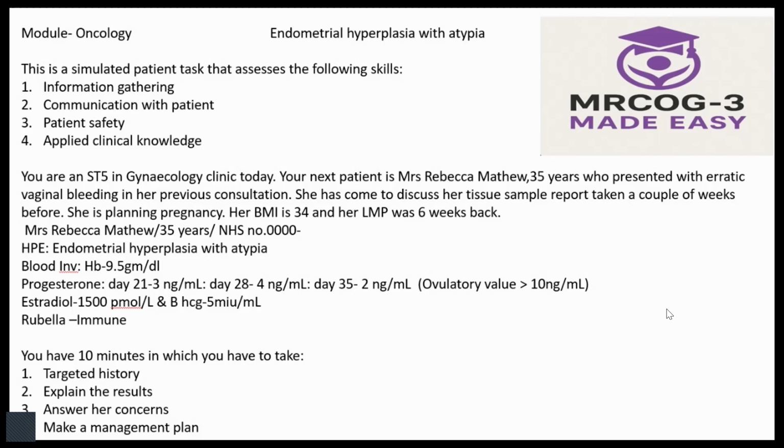Then, have you taken any treatment for any other condition like any cancer? Have you had cancer of the breast? Have you taken any treatment for that? She will say no, because sometimes tamoxifen. Suppose she says yes, then you will say, what type of treatment have you taken? Can I see your notes? Because tamoxifen will produce endometrial hyperplasia, you want to rule that out.